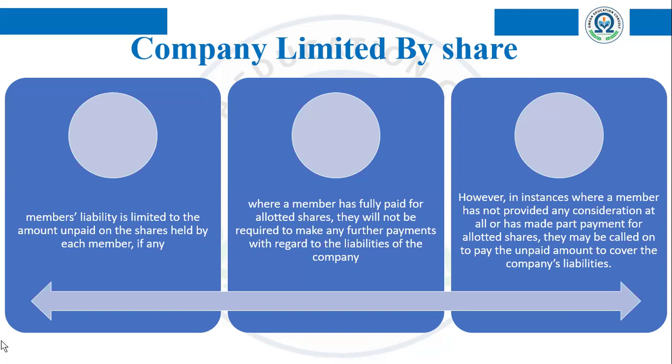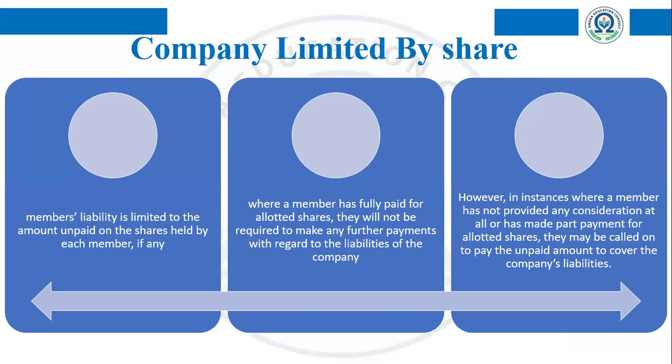Okay, so that bit is where we say if a member has fully paid for allotted shares, they will not be required to make any further payment. So take note of that. So if I have 100,000 shares and I have paid it fully, let me make it simple. If you are a student of a school, you pay school fees, right? The school fees payment gives you a legitimate claim as a student of the school, right? So let's liken the school fees to the shares.